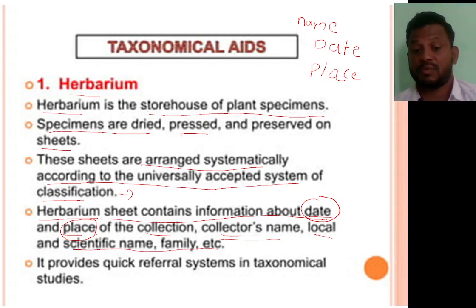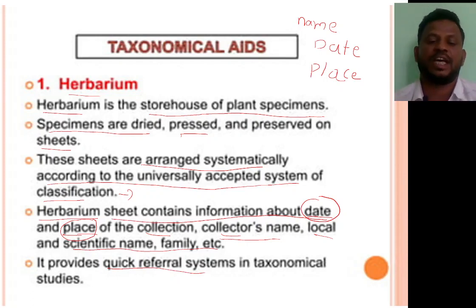It provides a quick referral system for taxonomical study, which helps to study the organisms or the plants. It means all the data which we collect with the specimens is helpful for the study of an organism or the species.